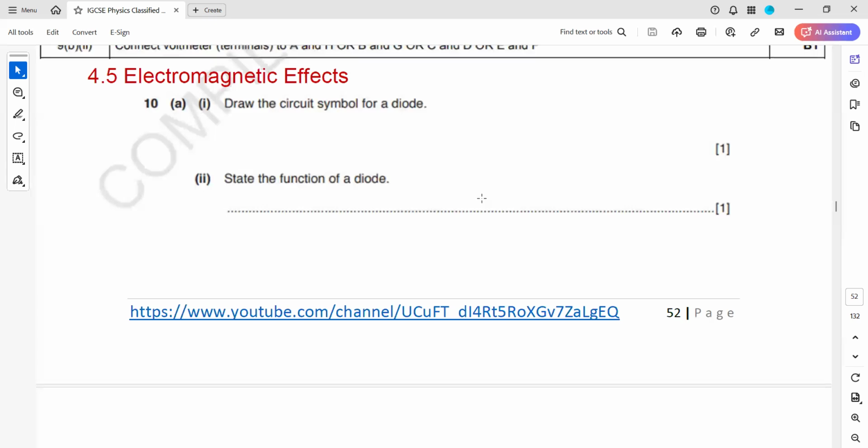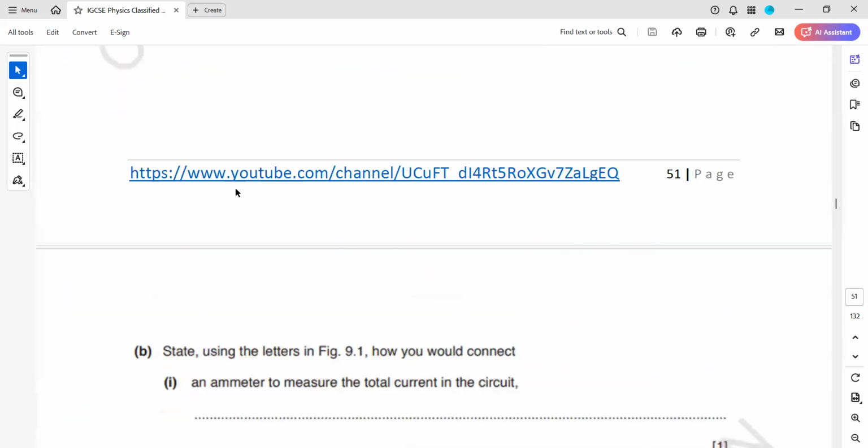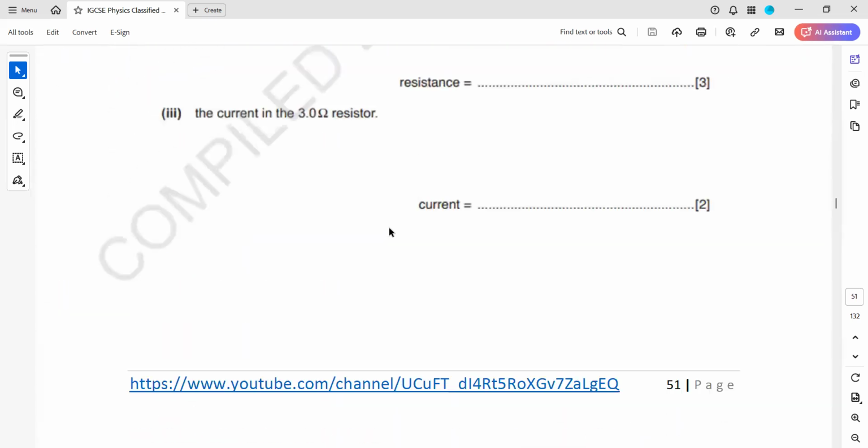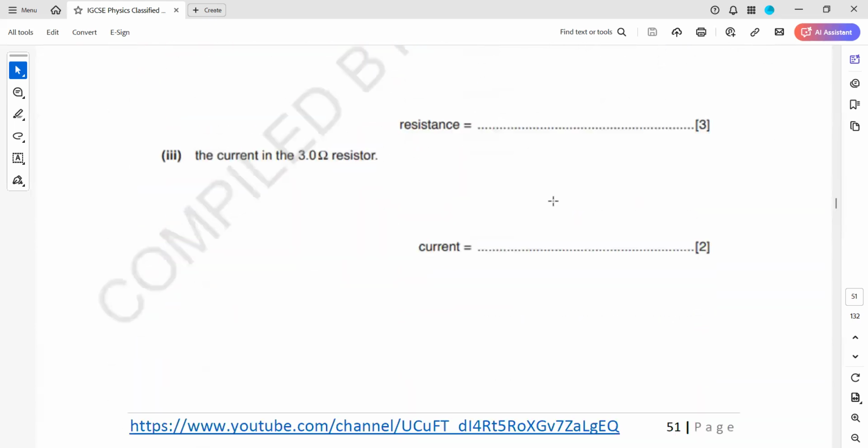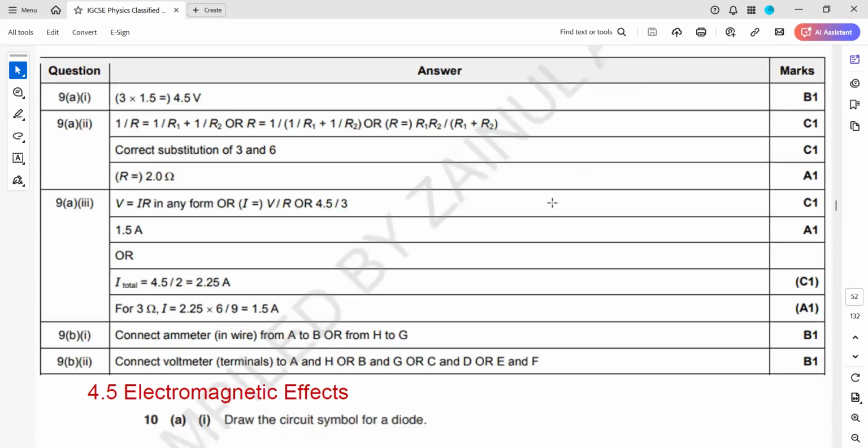This is related to topic 4.5, electromagnetic effect. Draw a circuit symbol of a diode. Triangle with a line going through it. For B1, ammeter, you connect an ammeter in series between AB or GH. The answer for B1.